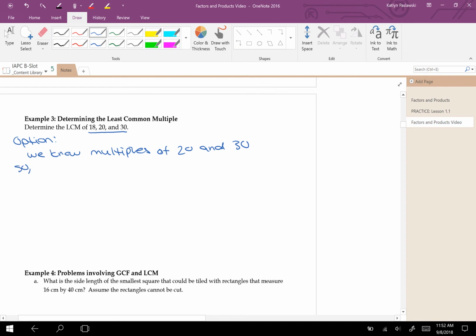So let's list the multiples of 18. So 18, the multiples are 36, 54, 72, 90. Now I'm going to stop at 90 because I know that 90 is a multiple of 30. I think to myself, 90 is not a multiple of 20. I'm going to keep going. 108, 126, 144, 162, 180. And then I'm going to stop at 180 because I know that that's a multiple of 20 and it's also a multiple of 30. So I'm going to stop there. Therefore, the least common multiple is 180.